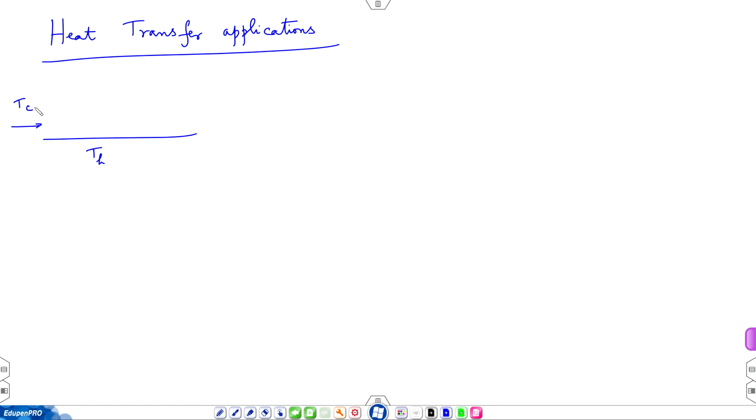Okay. You can't do it with mass and momentum, because temperature becomes a dependent variable only in the energy equation. If you say temperature is constant, that itself is the solution of the energy equation. Okay. So, there is no need to solve an energy equation after that. So, in a heat transfer application, temperature as a function of position and time is the dependent variable.